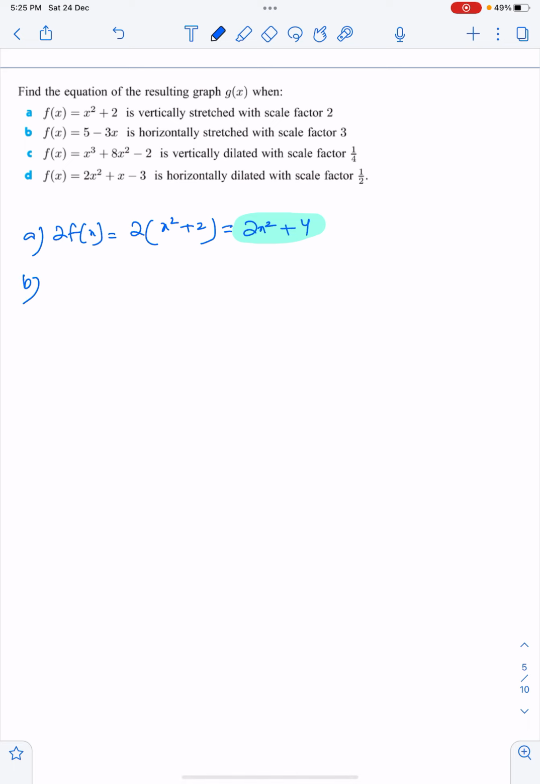The second part, y equals 5 minus f of x, equals 5 minus 3x, is horizontally stretched with stretch factor 3. Horizontal stretch, meaning stretch factor is 3, so it's going to be 1 upon 3x. That means in place of x in the function, you just have to plug in 1 upon 3 x. So, the resulting answer is going to be 5 minus x for this part.